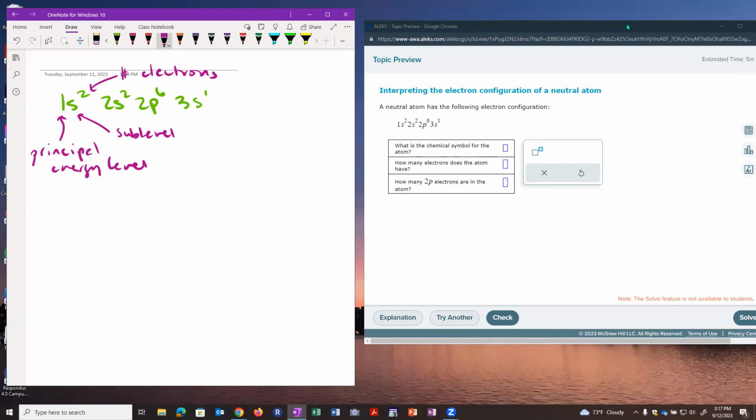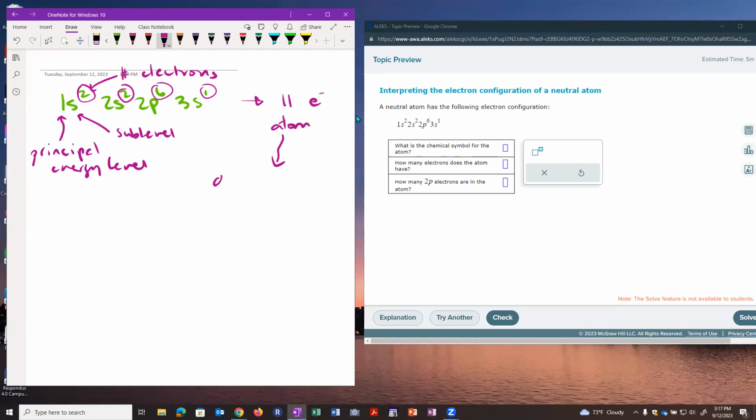All right, so if we just add together these electrons, we have 2 plus 2 plus 6 plus 1, that gives a total of 11 electrons. And we're told that this is a neutral atom. Okay, so we have 11 electrons in this atom.